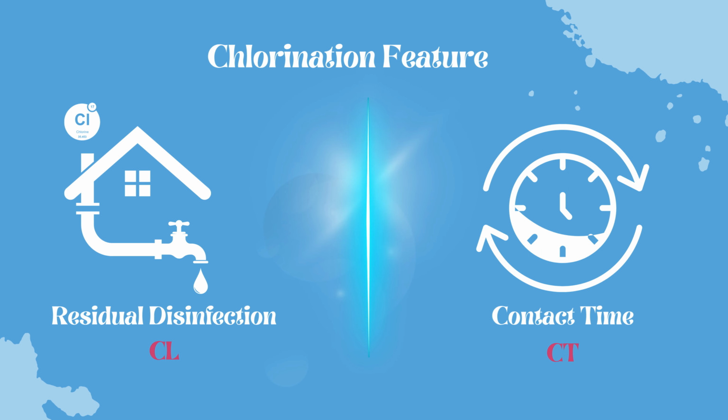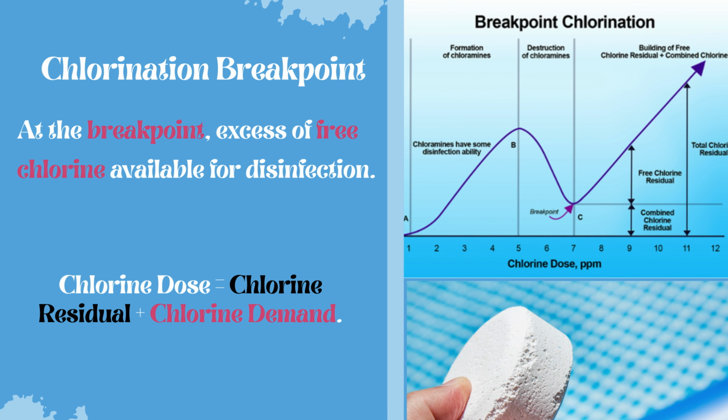Chlorination effectiveness is measured by contact time, or CT value, and residual chlorine or residual disinfection. Understanding chlorination breakpoints: at the breakpoint there is an excess of free chlorine available for disinfection. Remember, chlorine dose equals chlorine residual plus chlorine demand. By chlorine demand I mean the chlorine needed to kill microorganisms in water, and residual chlorine is the remaining chlorine that should exist to ensure water is disinfected during water transport, whether by pipes or in elevated tanks.